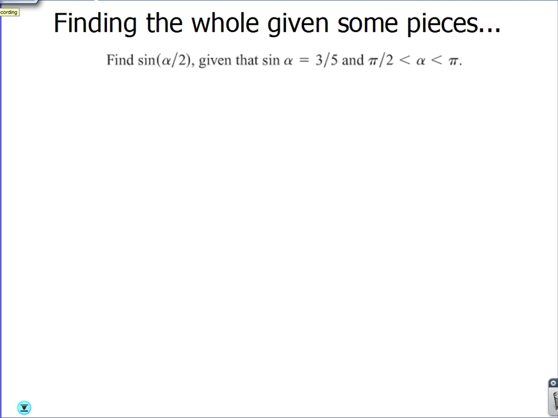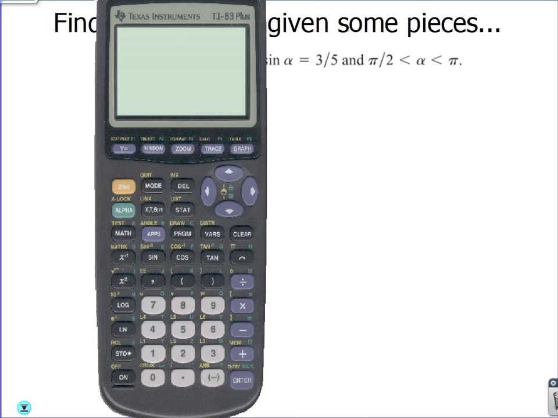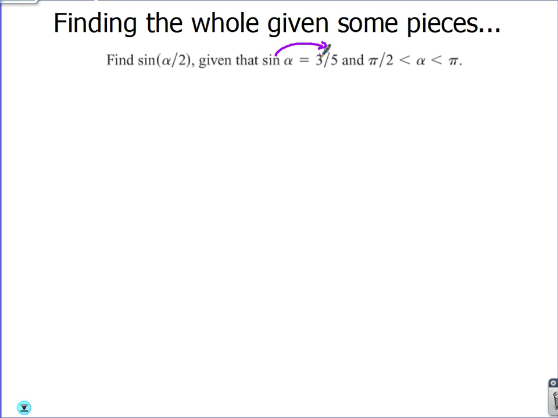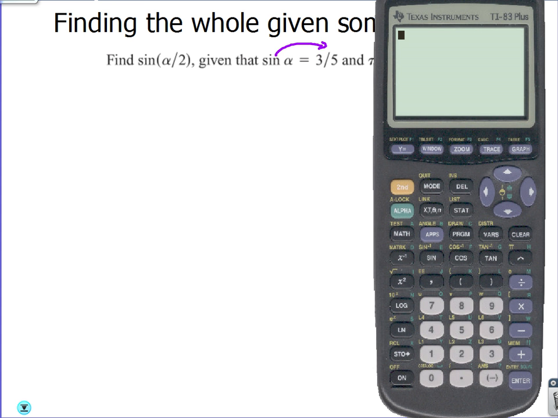It says find the sine of alpha over 2. Find the sine of half an angle given the sine of alpha is 3/5. So let's go about it like we did the other day. Let me show you the long way about this. Let me show you what we're actually doing here. It's telling me that the sine of alpha is 3/5. If I move that over, I can actually find alpha. Second, sine of 3/5.